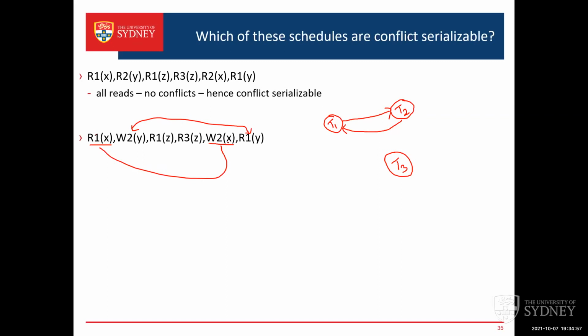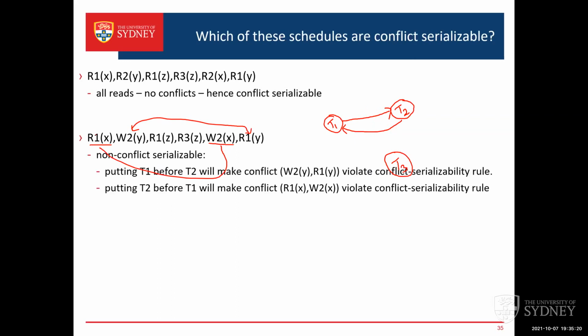Right? Now, is this serializable or not? This is definitely not serializable because I already have a cycle. From here, I need to go to T1 to T2, then T2 to T1. Right? So since there is a cycle, this is definitely not conflict serializable. Hopefully that thing is making sense. So this one is not conflict serializable.